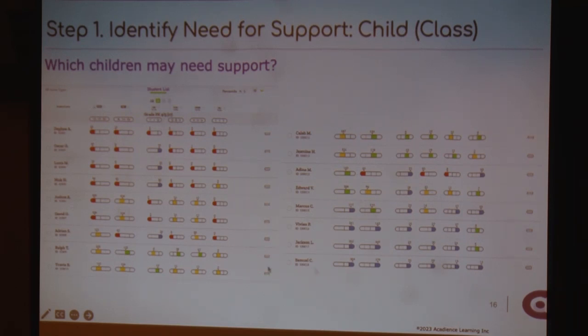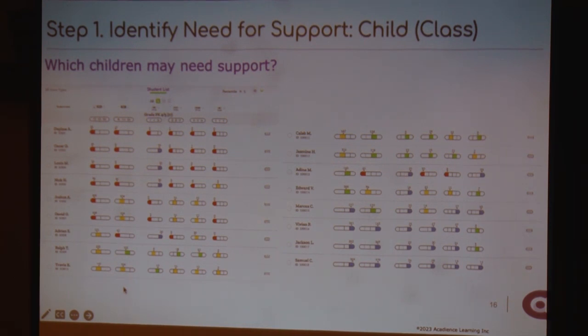And it's very similar to the Acadience Data Management Report, for those of you who are familiar with it, because it's color-coded, red, yellow, green, blue. At a glance, you can look at it, and if I see a lot of red and yellow, I can say, well, who are the kids who may need support, right? And I can look at it and I can see in which skill areas kids may need support and which kids may need what support.